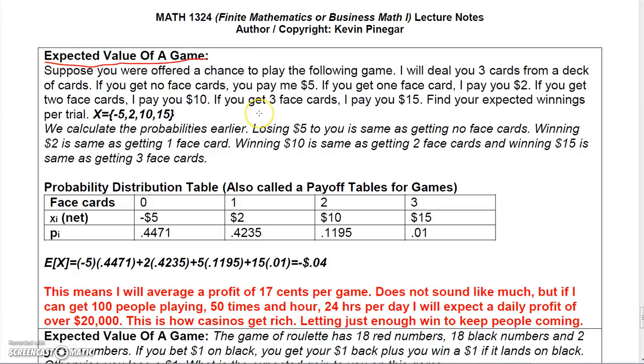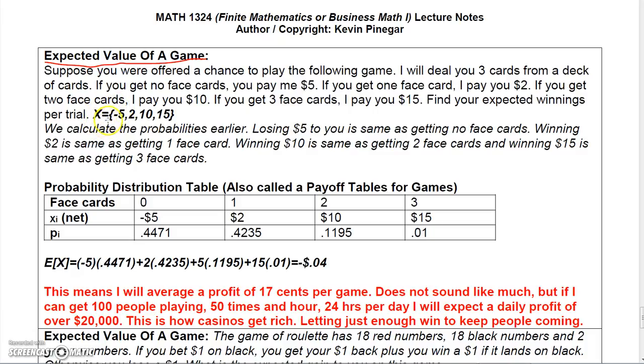Let's suppose I deal you 3 cards from a deck of cards. If you get no face cards, you're going to pay me $5. If you get 1 face card, I pay you $2. If you get 2 face cards, I pay you $10. If you get 3 face cards, I pay you $15. Let's find your expected winnings.